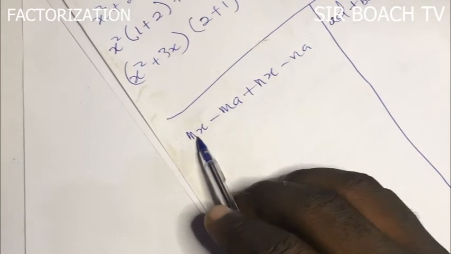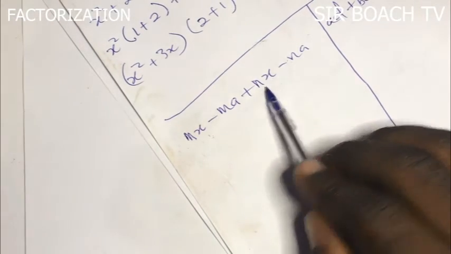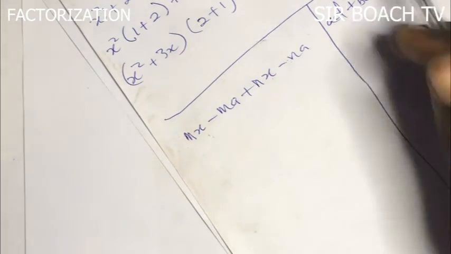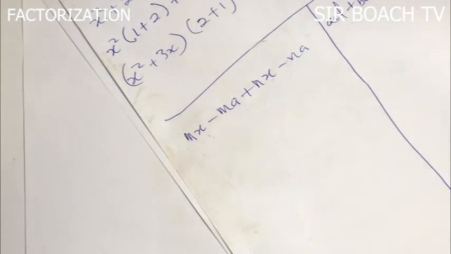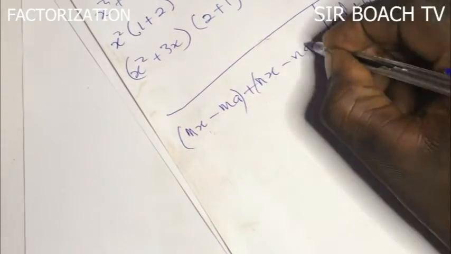Now you see, we have mx and ma, so we can factorize m in the first two. We also have nx and na, so we can also factorize, right? Someone can also decide to bring the one with the a together and the one with the n together and still factorize. We will get the same thing. So we put this in a bracket and this one in another bracket.